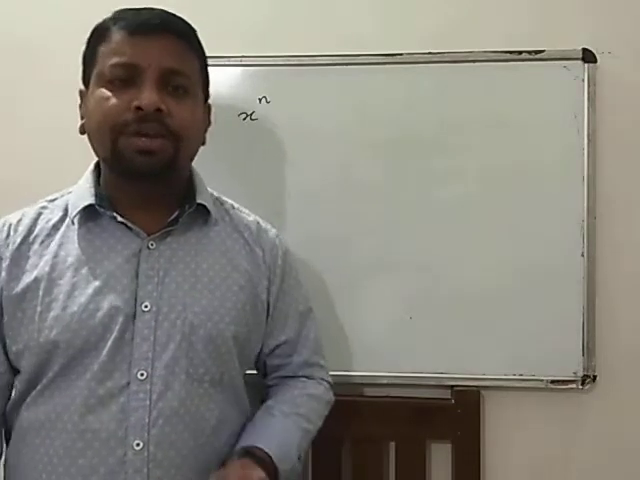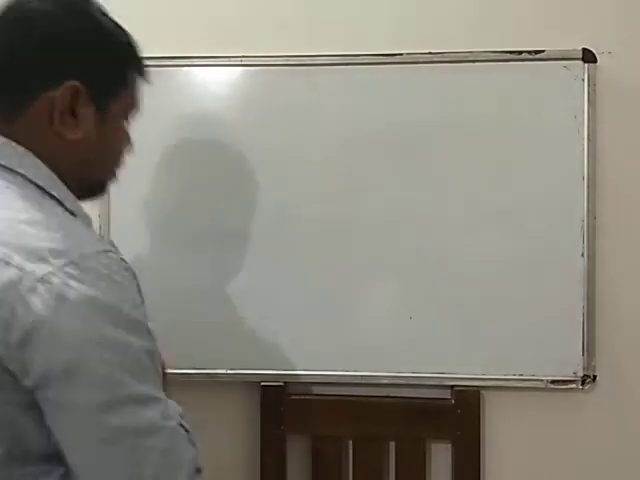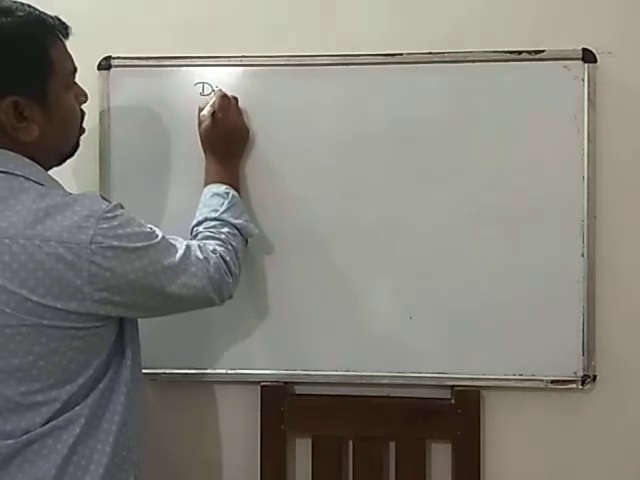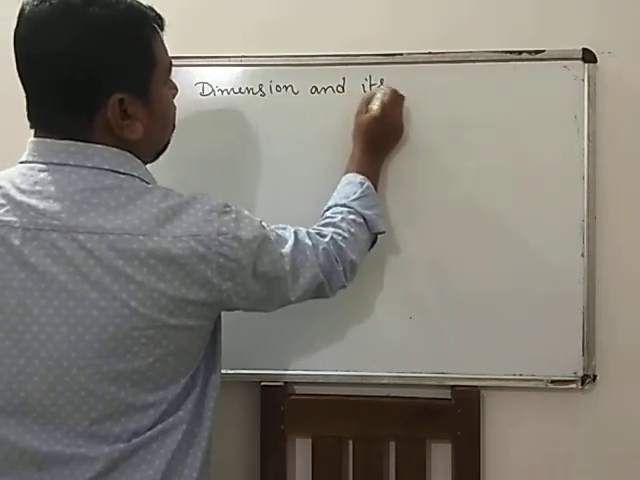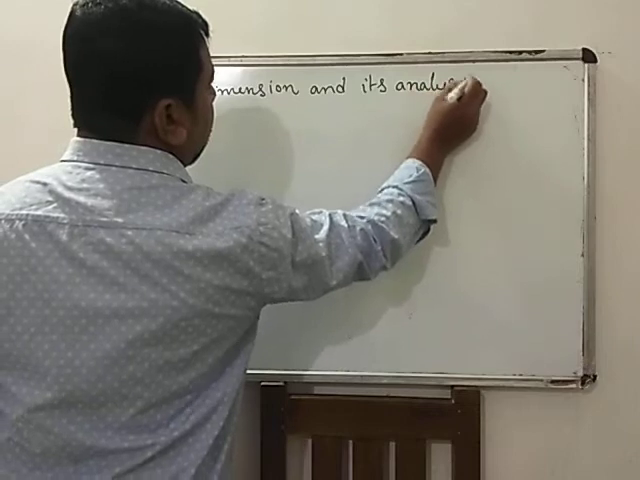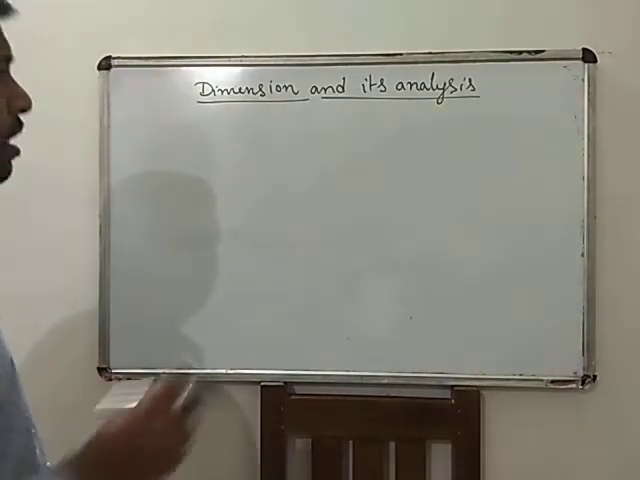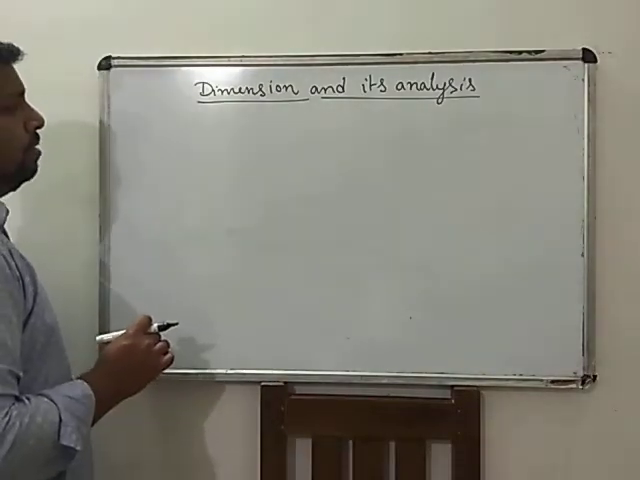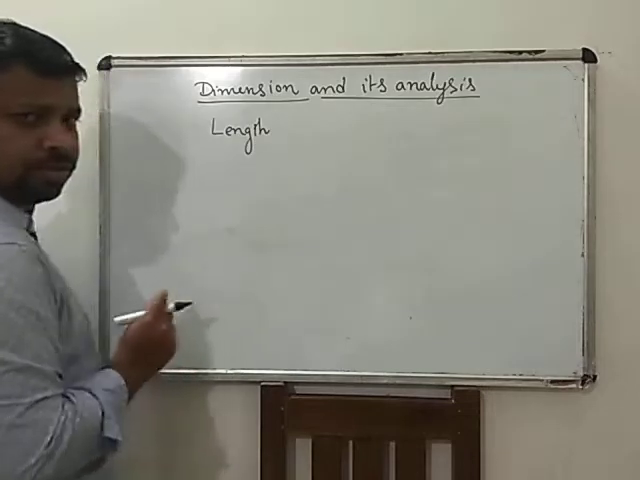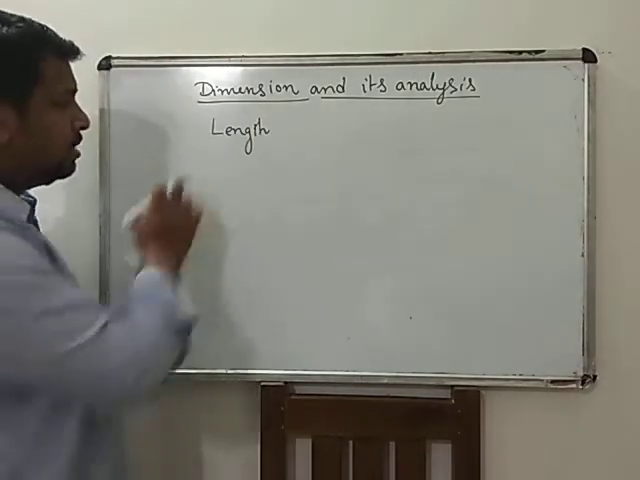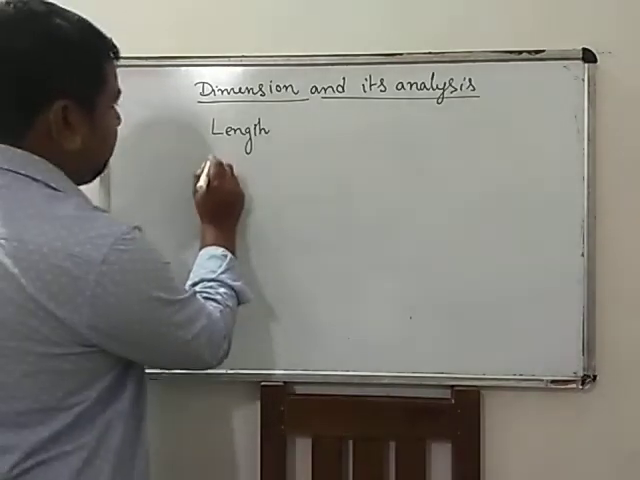Okay, so how do we get dimension? Dimension and its analysis. dimension আৰু ইয়াৰ analysis কৰিব পাৰা. ঠিক আছে, so if you consider length, its first letter is L. In case of length its first letter is L.